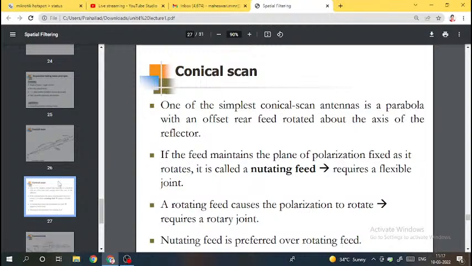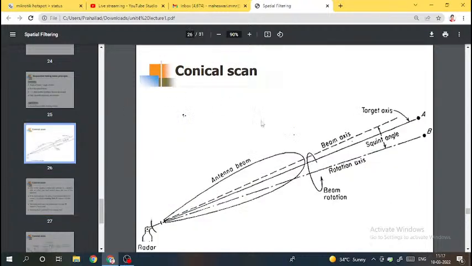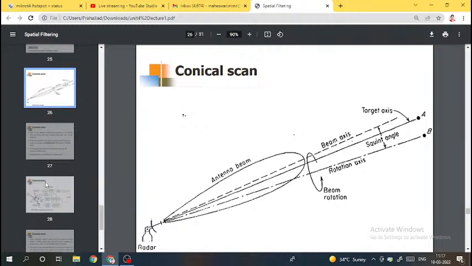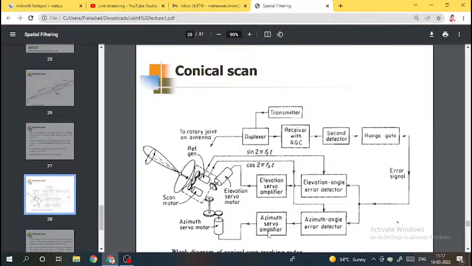So able to understand? So this is your conical scan. You have a beam, this is the antenna beam. This antenna beam is squinted and it is rotated in a circular way, right? So let me explain. This is an example block diagram of a conical scan, right?